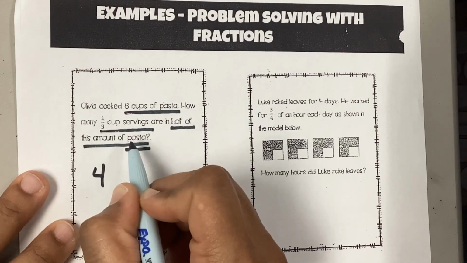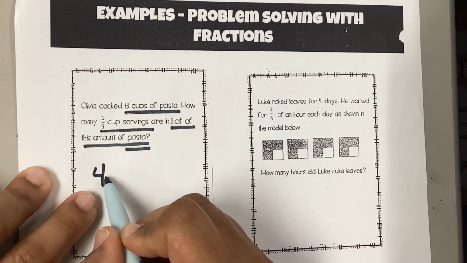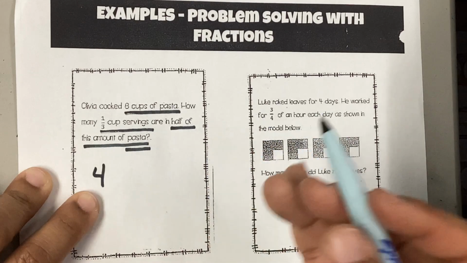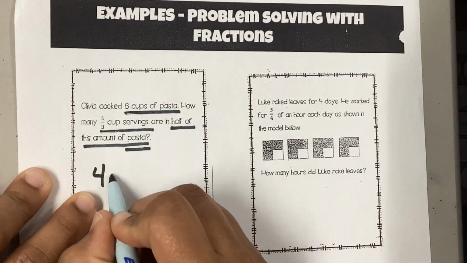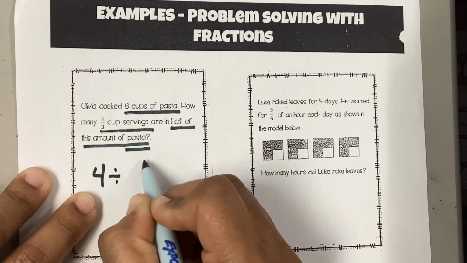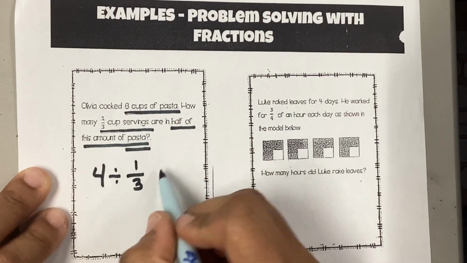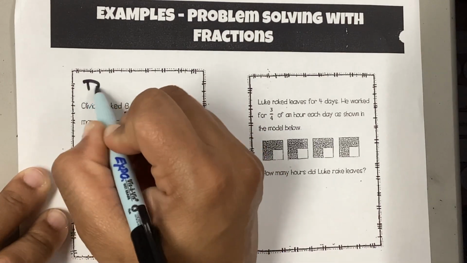So in this case, we are going to take the 4 cups and we're going to break them into 1/3 cups. So breaking them means we're going to divide. We're going to be doing some division. So this is a dividing problem.